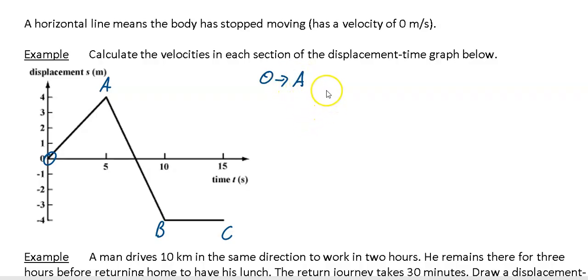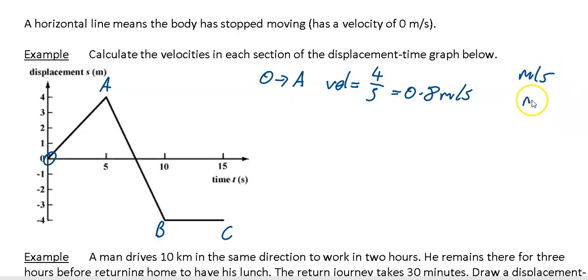So in this section from O to A, it says calculate the velocities. To find the velocity, you're just finding the gradient. So the gradient is your vertical change over your horizontal change, or you may remember it as rise over run. So the rise, I've gone 4 up, and my run was 5. And if you do 4 divided by 5, you're going to get 0.8 meters per second. Just on that, the units meters per second can also be written as ms to the minus 1. So meters per second could also be written as ms to the power of minus 1. Right, that was the first wee section.